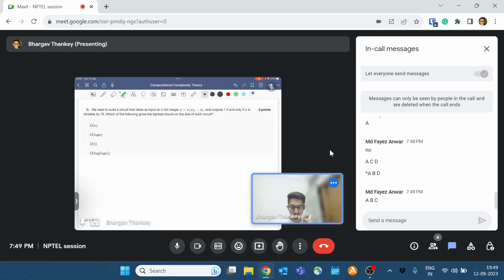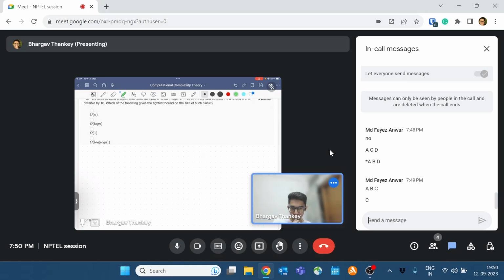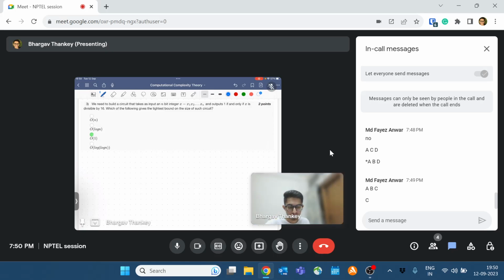Okay, so now let's look at the third problem. We need to build a circuit that takes as input an n-bit integer x equals x1 to xn and outputs 1 if and only if x is divisible by 16. Which of the following gives the tightest bound on the size of such a circuit? The options are order n, order log n, order 1, and order log n. Yeah, it's order 1. Why? We just need to ensure that the last four bits are 0.